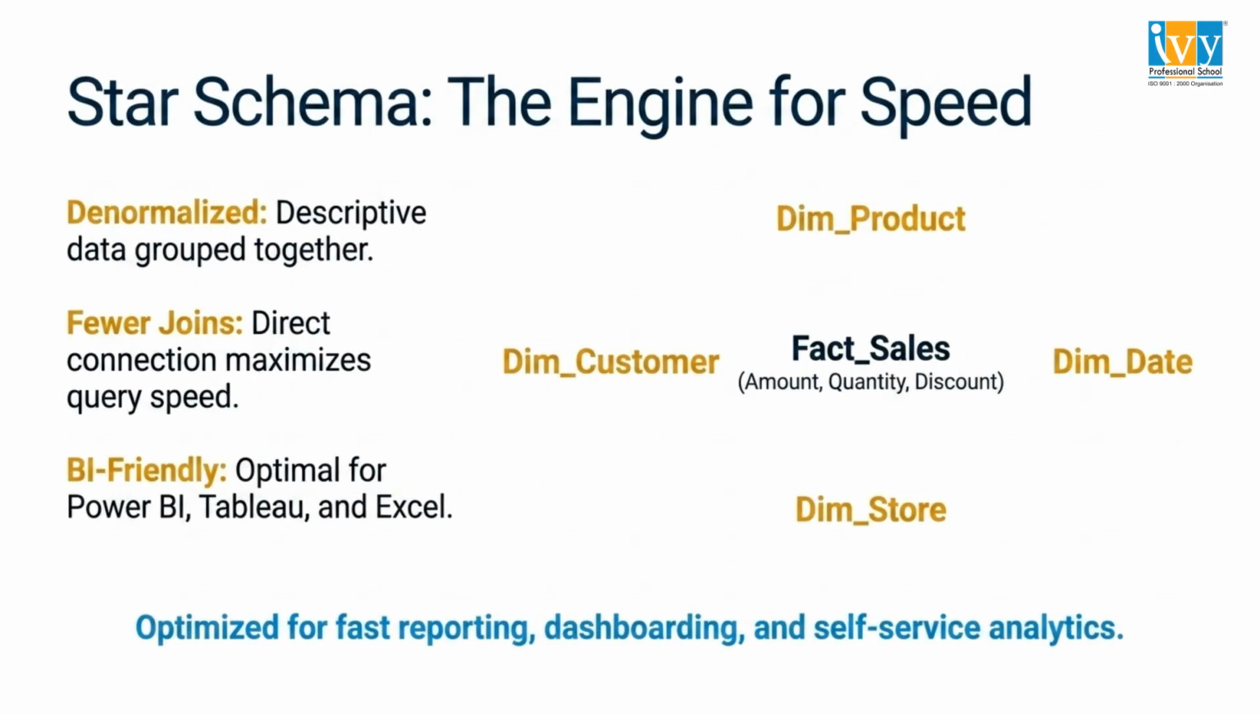The Star Schema is designed for simplicity and speed. It uses a central fact table surrounded by descriptive dimension tables, making it easy to understand and quick to query. This structure reduces join complexity and is especially useful for reporting, dashboards, and self-service analytics. Because the model is denormalized, users can explore business data with fewer technical barriers, which is why Star Schema is often preferred for performance-focused BI environments.